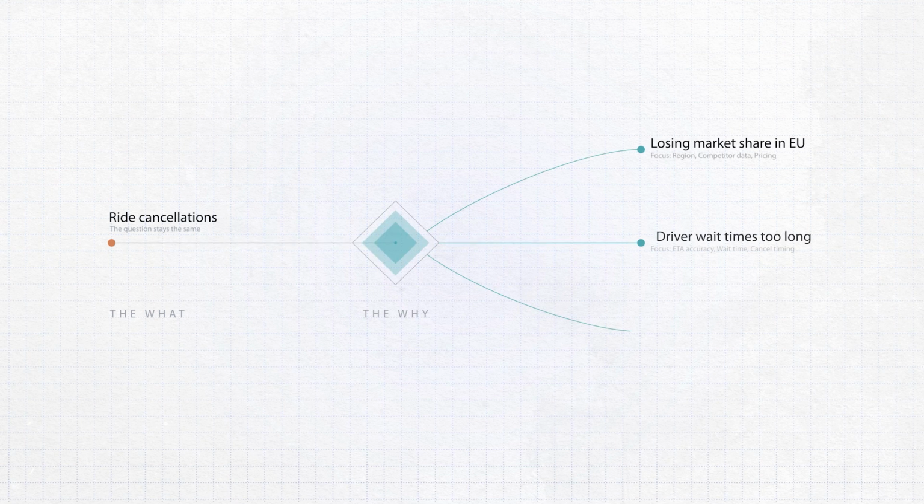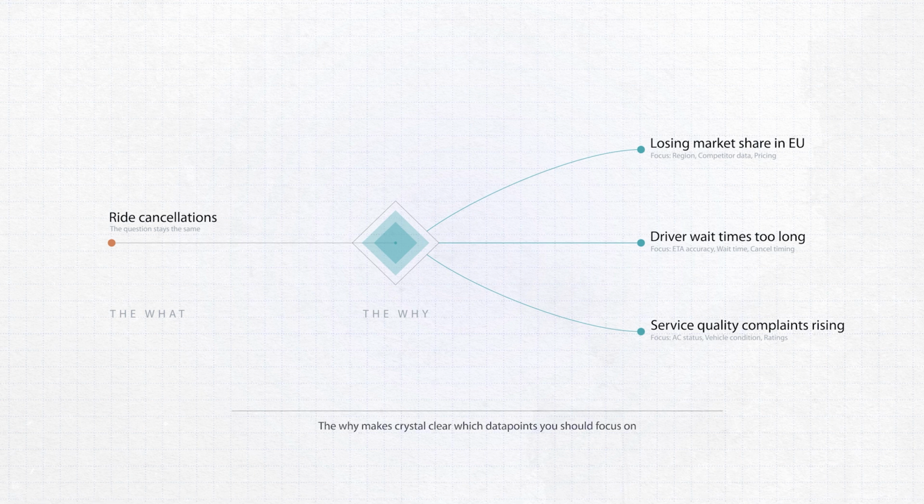this information? We of course already know the what, in this case the key drivers of ride cancellations, but defining the why is what will ensure that there's a business rationale behind your analysis, and it allows you to be laser sharp into which data points you should focus on.